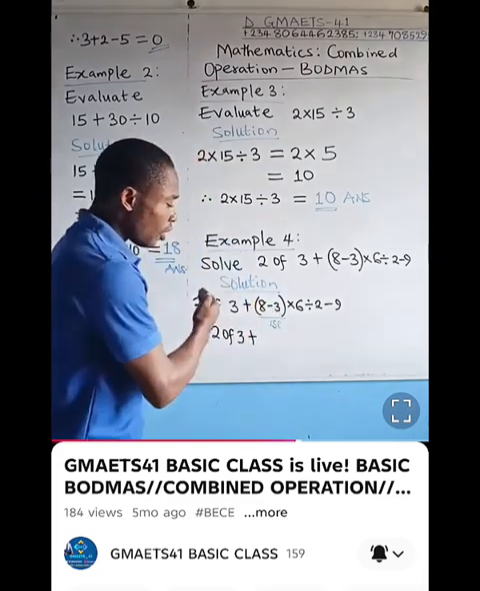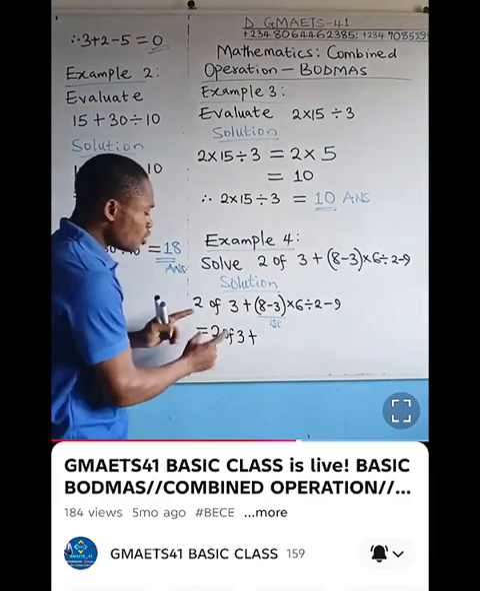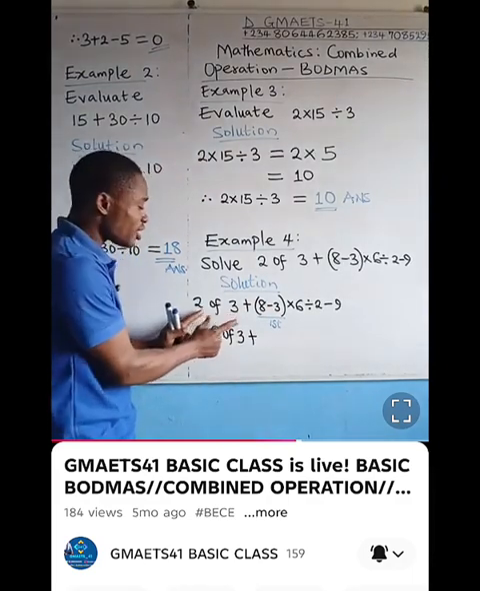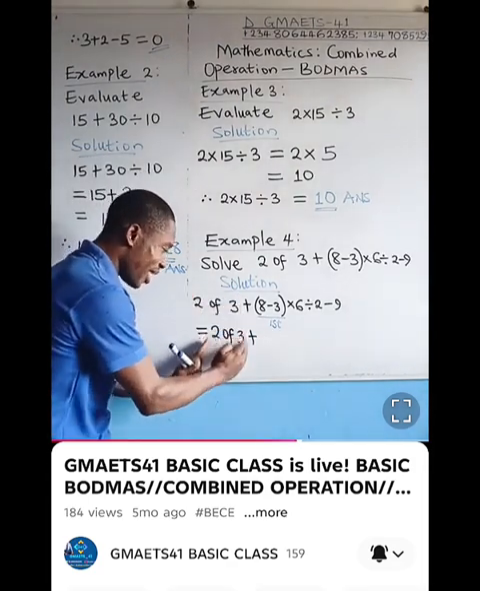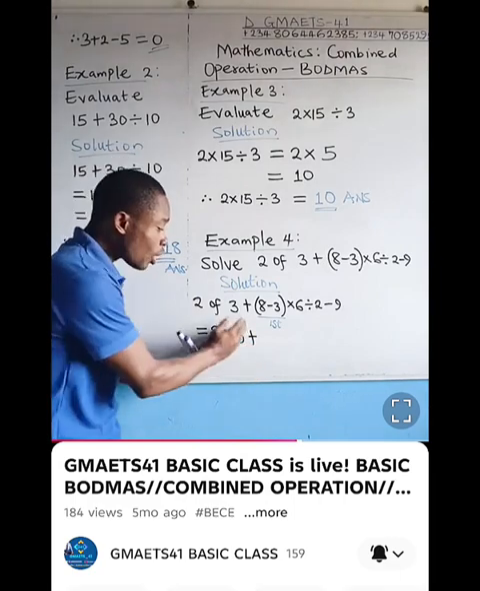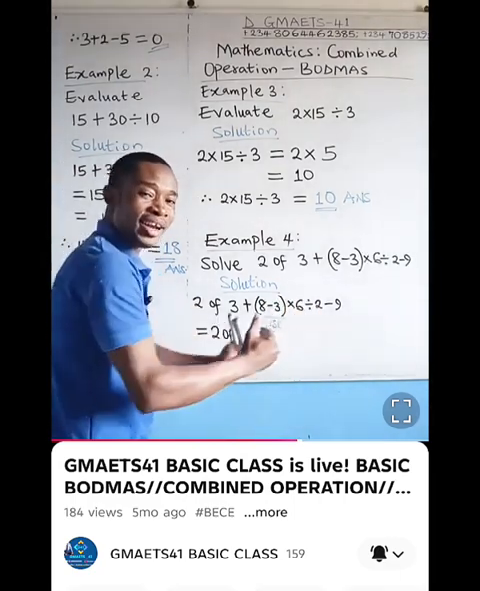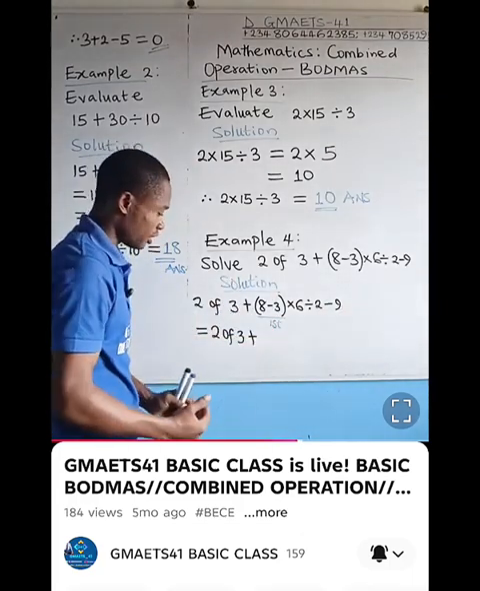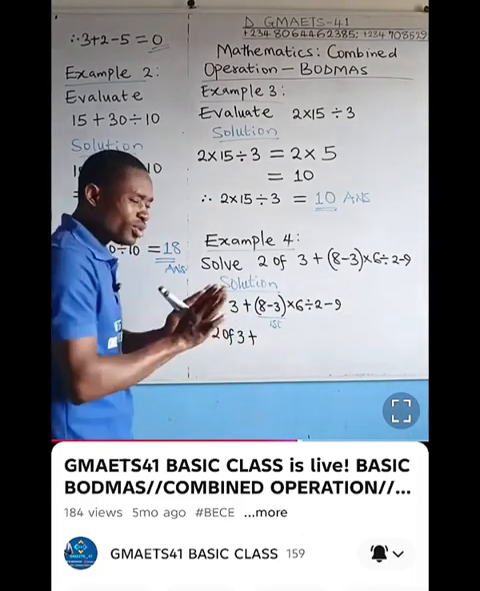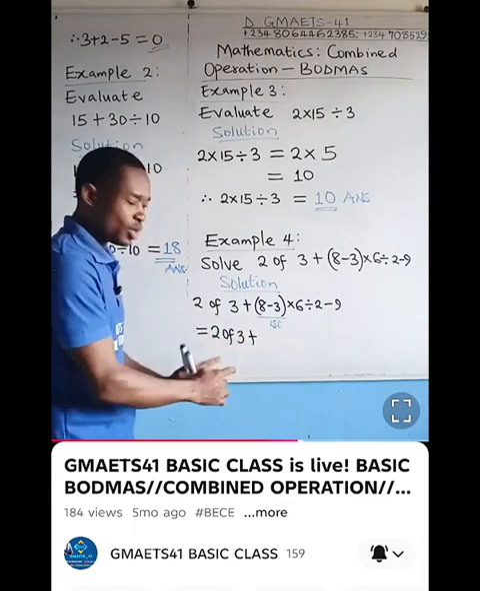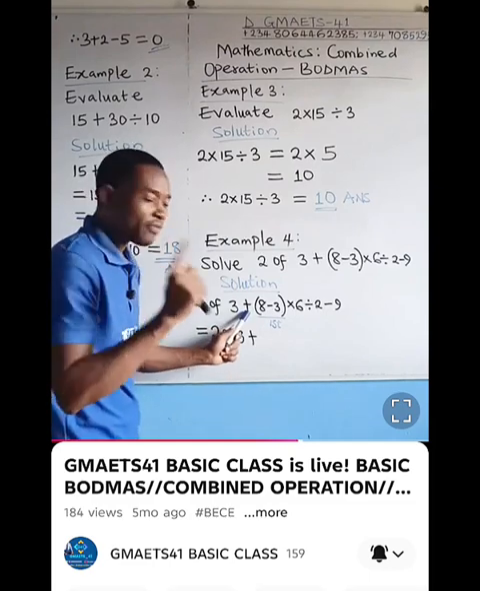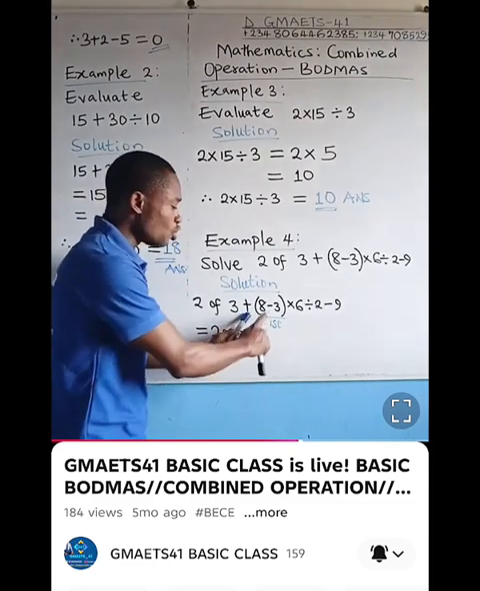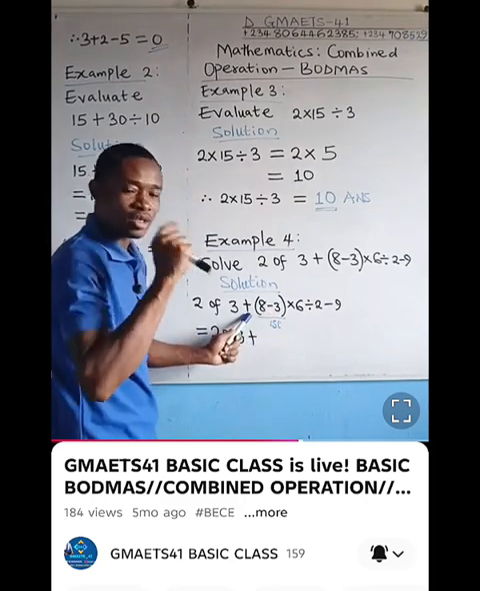Follow along. If I am not supposed to solve this one first, it means I will bring it down exactly the way it is, so that I will be seeing how it appears and link up to the other ones I'm solving. So you see, 2 of 3, you don't touch it, bring it down exactly the way it is. After that, you have plus. Look at your plus there. After the plus, you have this bracket. So you solve out this bracket and get a single number for it first.